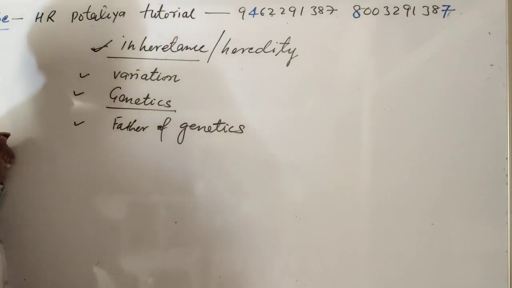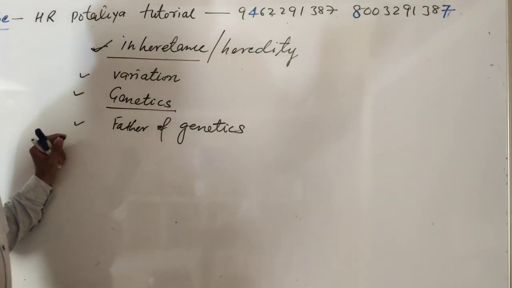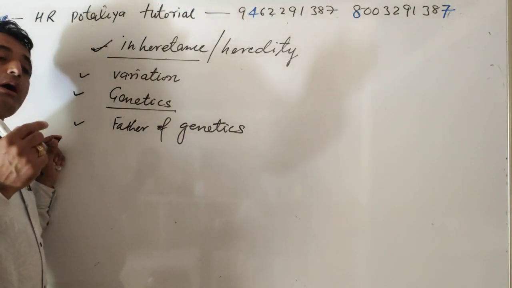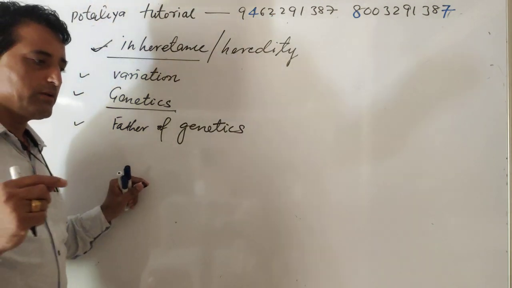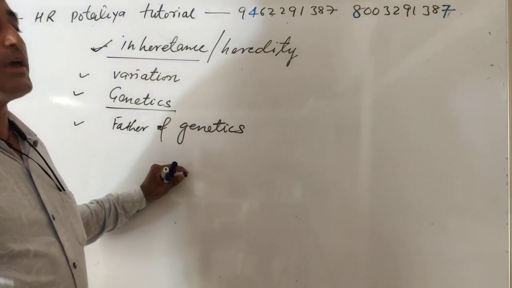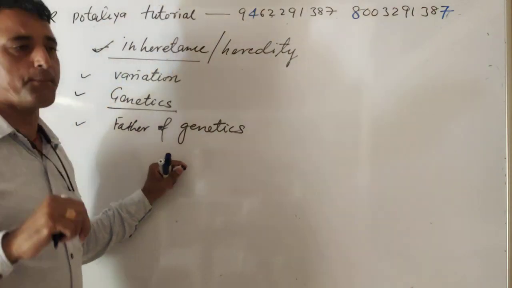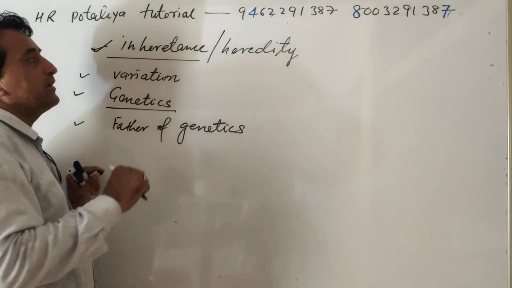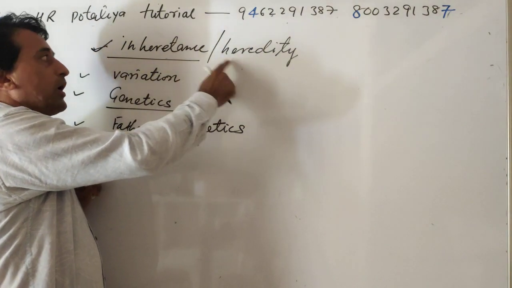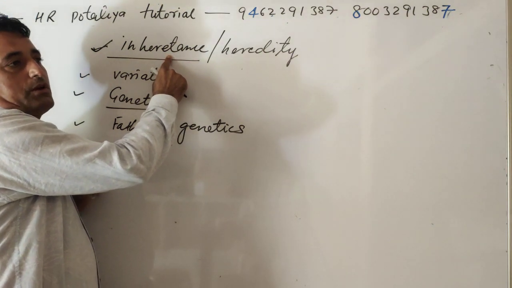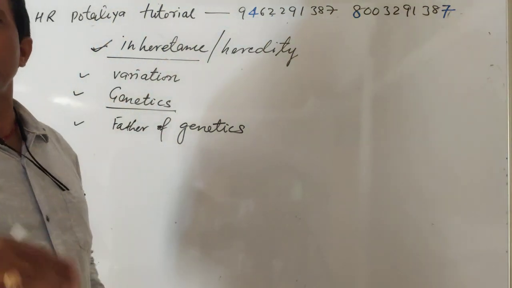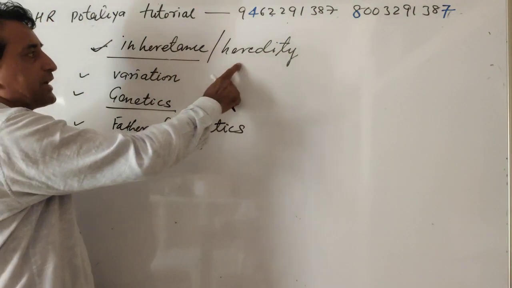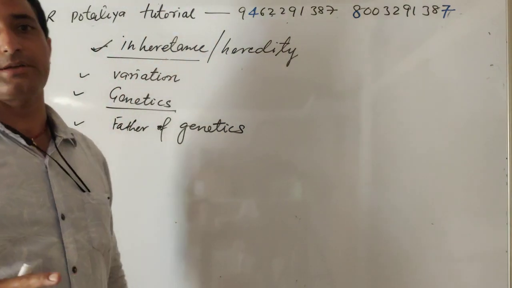What is inheritance? The trait or the character is transferred from one generation to another generation. For example, the trichomes on the ear, the hair on the pinna of the ear, can be transferred from one generation to another generation, that is heredity, or that is inheritance also. Yani one generation to another generation mein characters ke transfer hone ka process heredity kehlata hai, inheritance kehlata hai.